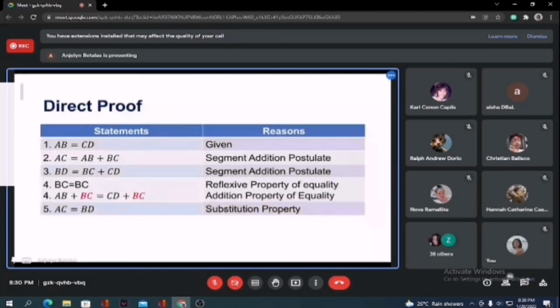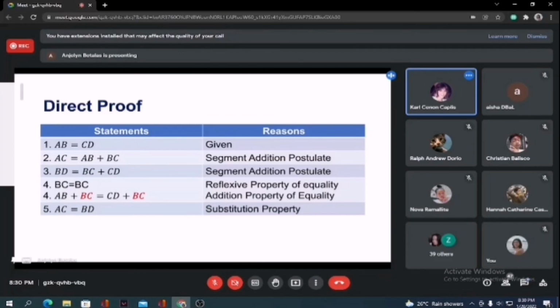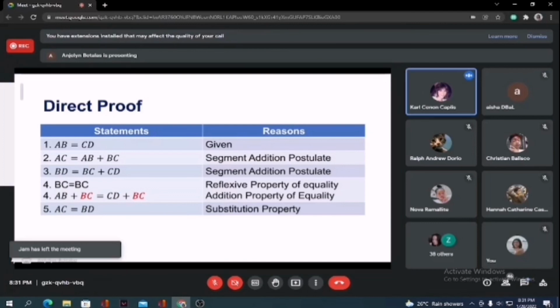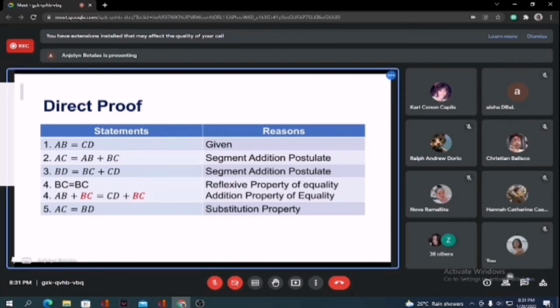Tan-awa sa second o third. Di ba AB plus BC equals AC? Kining AB plus BC, is it equal to AC? Tan-awa ang second statement. You there, class? Yes, ma'am. AC siya, ma'am. How about CD plus BC? Is it equal to BD? Third statement. Is length of CD plus length of BC equal to length of BD? Yes, ma'am. Third statement, yeah.